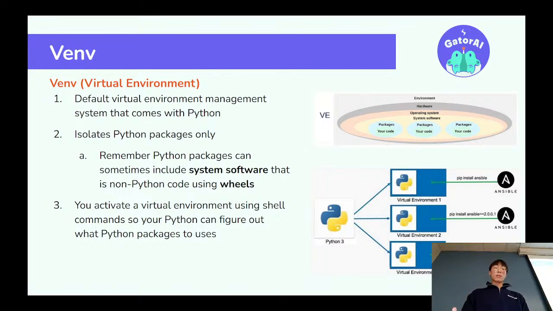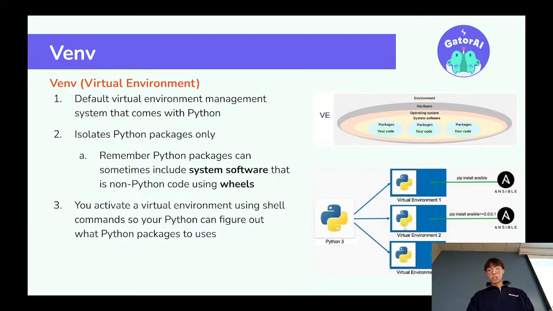And I want you to remember still that even though they're considered Python packages, and we've clearly labeled them as separate in the picture, Python packages can include some forms of system software because of wheels, right? Wheels allow for some form of system software to be precompiled and included in Python packages. So virtual environments essentially allow you to manage just the Python wheels and Python packages. And normally what happens is you activate a virtual environment using a shell command, so your Python can figure out what Python packages to use.